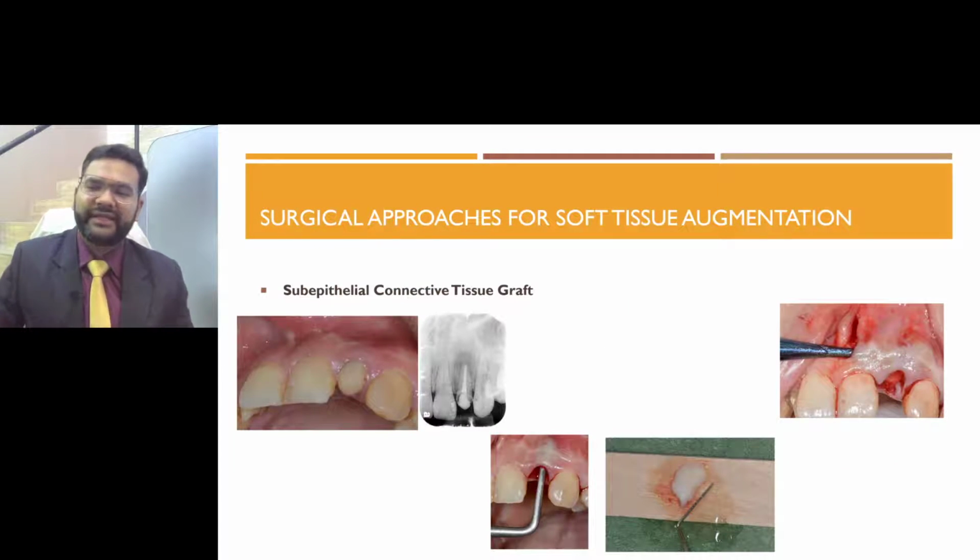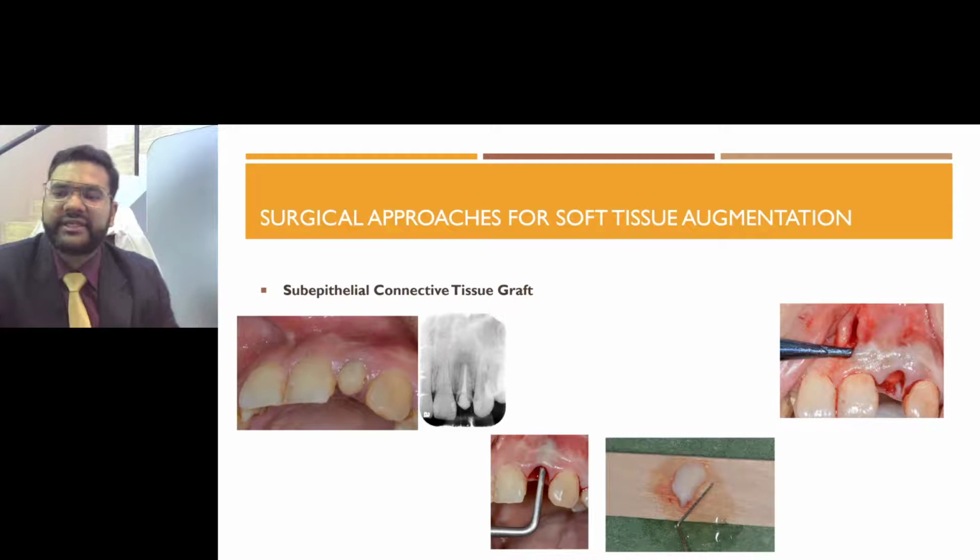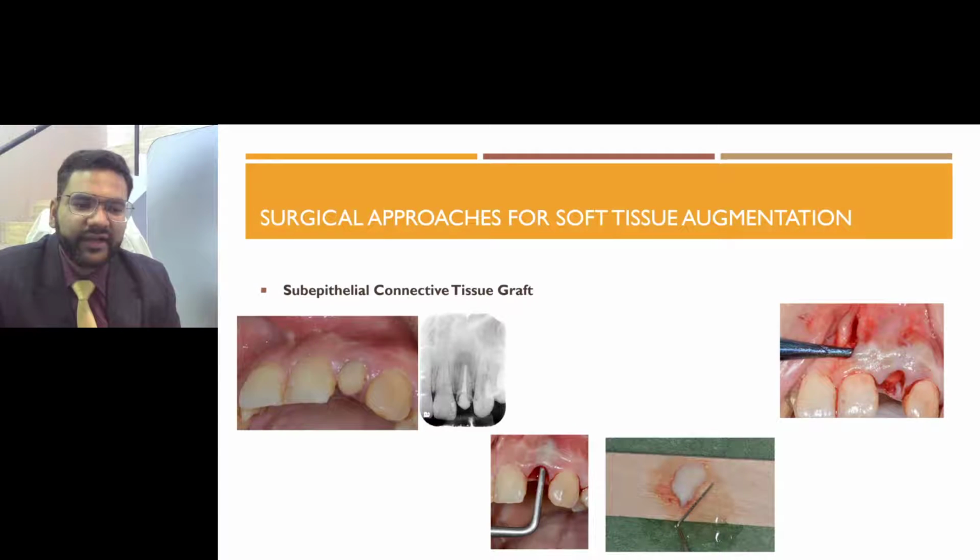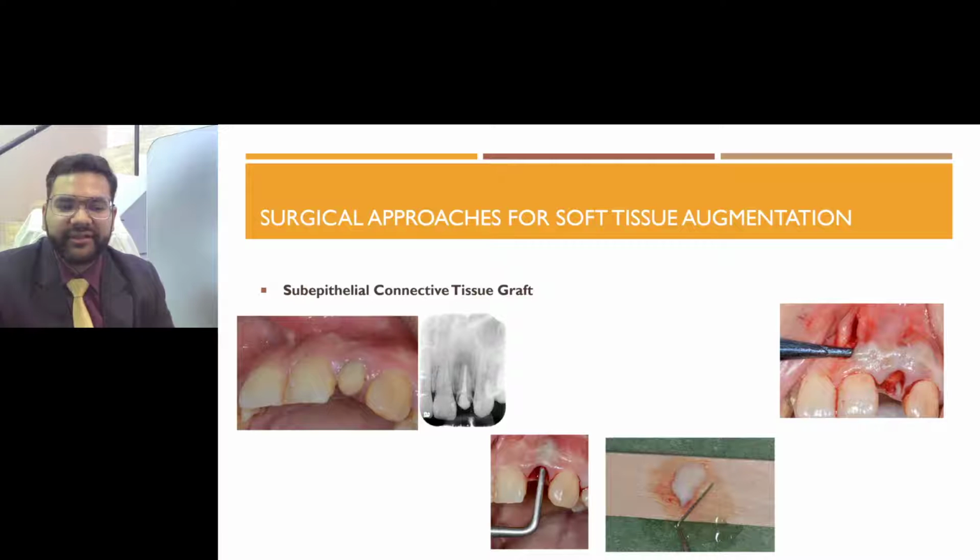Then we come to the next approach, which is using a subepithelial connective tissue graft. Now this was first taught by Langer, and SCTG procedures have been used successfully throughout the years since then for the management of recession and soft tissue defects around natural teeth, but they can also be utilized for augmenting the soft tissue when we are placing implants or before we are placing the implants.